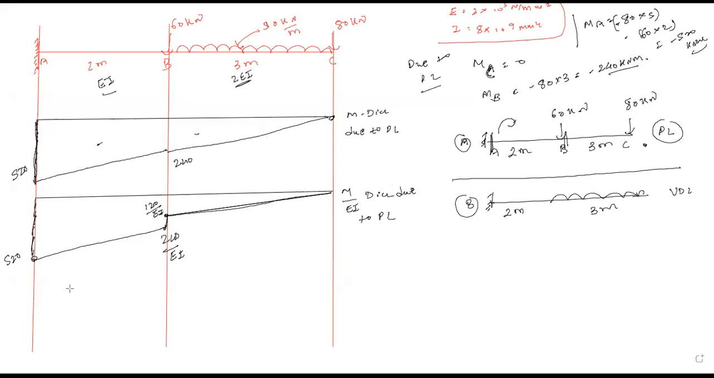Next, we will draw the M by EI diagram due to uniformly distributed load alone. So we will consider this as diagram B. Can anyone tell me the value of moment at point C? This is point C, this is point B, and this is point A. Can anyone tell me the value of moment at this point C in this diagram?